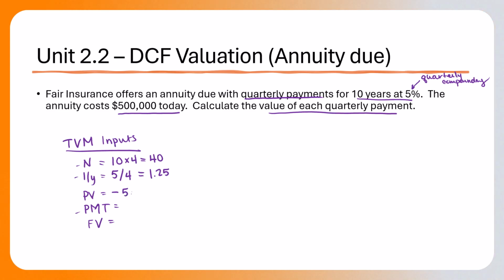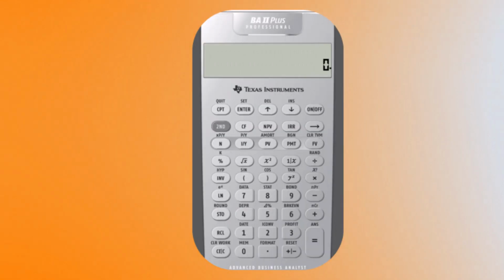The annuity currently costs $500,000. It's an outflow. And it will have no value at the end of it. And we want to calculate this particular payment. All right, let's go ahead and enter these values into our time value of money inputs. 40 for N, 5 divided by 4 for my I/Y, negative 500,000 for my present value, 0 for my future value, compute the payment.